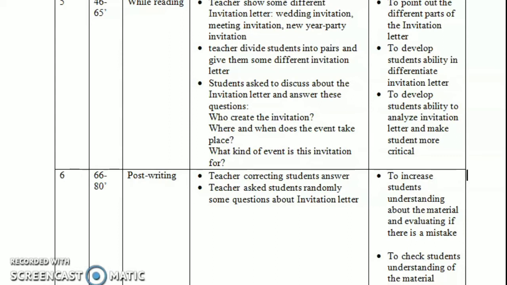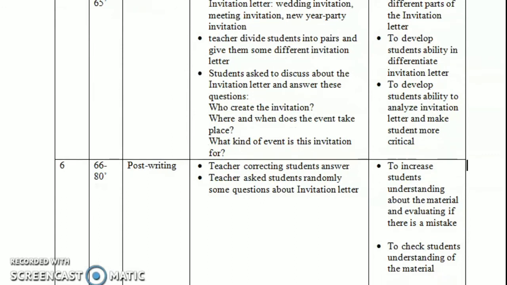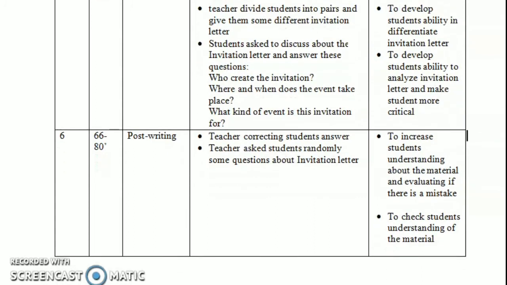The first question is: who created the invitation? The second question is: where and when does the event take place? The third question is: what kind of event is this invitation for? So the aim of it is to point out the different parts of the invitation letter, to develop students' ability to differentiate invitation letters, and to develop students' ability to analyze invitation letters and make students more critical.